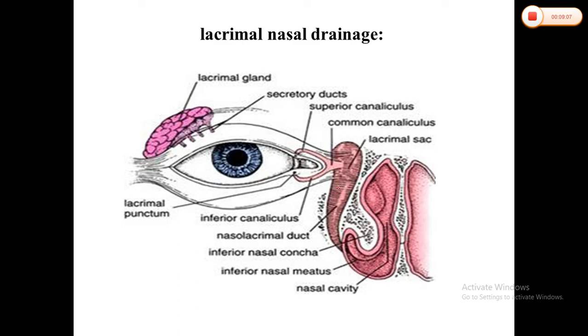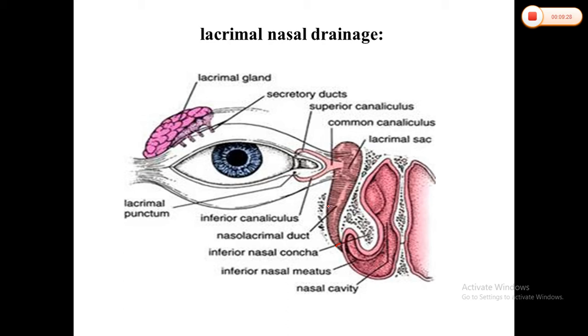Then there is Hasner's valve, present at the lower end of the nasolacrimal duct. Here is one valve. It is called Hasner's valve, which remains open as long as the pressure within the nose is less than in the nasolacrimal duct, and it allows the tears to flow from the nasolacrimal duct to the nose.